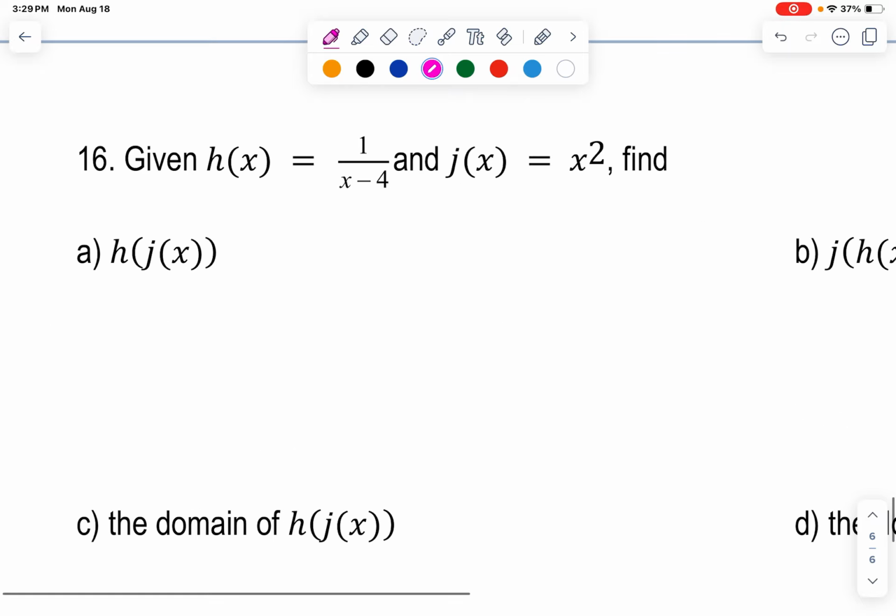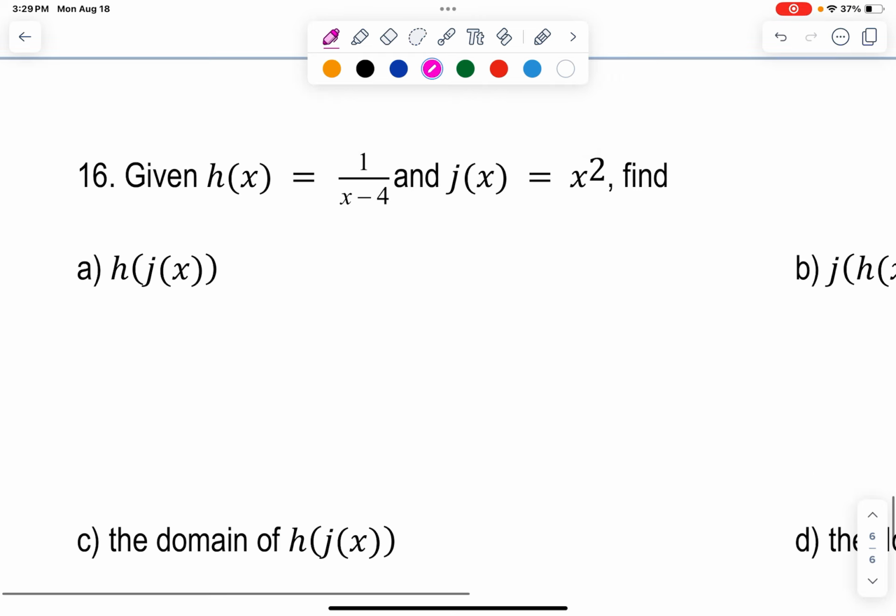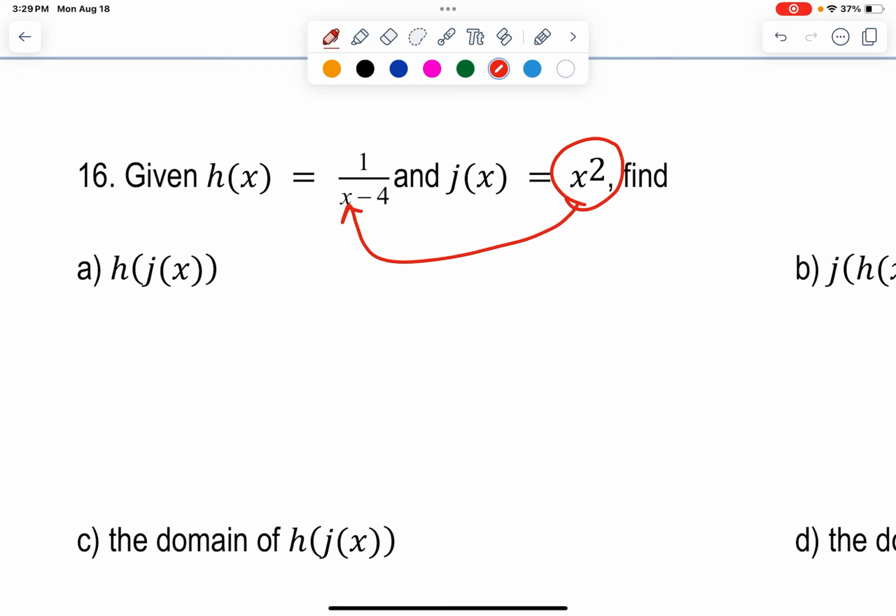So h of j of x, so take j and plug it into h. So here's j, and we're going to plug it into h right there. So that is 1 over x squared minus 4. Okay, let's just go straight to the domain on this one. So let's do that, then do the domain.